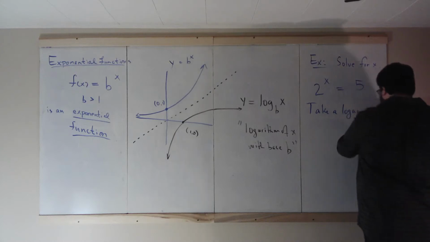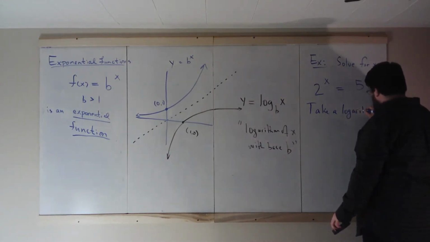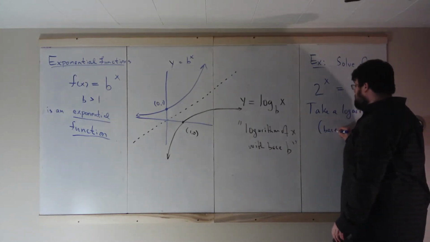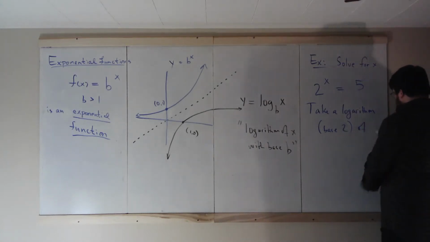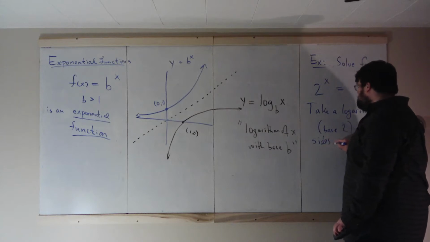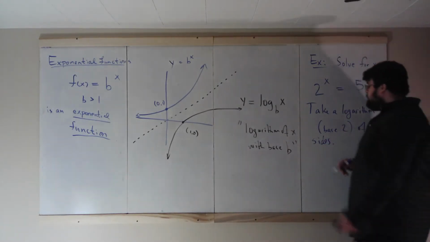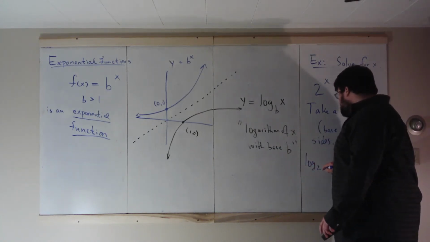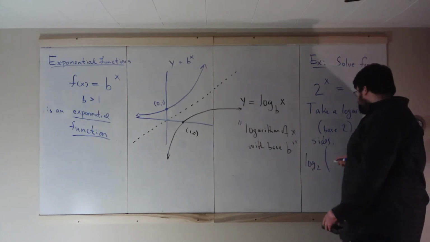Let's try to spell it correctly the third time. Logarithm. Take a logarithm with base 2 of both sides. Well, what do you get on the left? Well, what does that even look like? Well, let's write it like this. Log with base 2. This is imprecise notation, but it's okay.